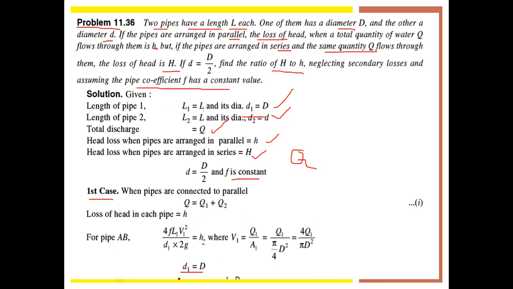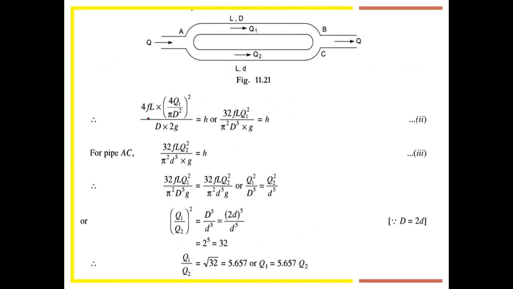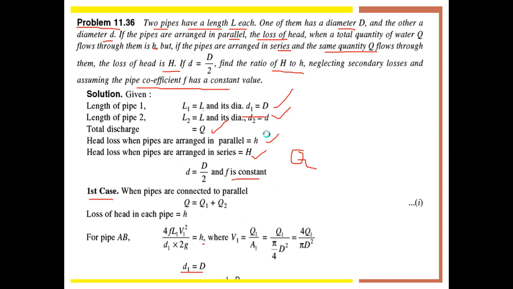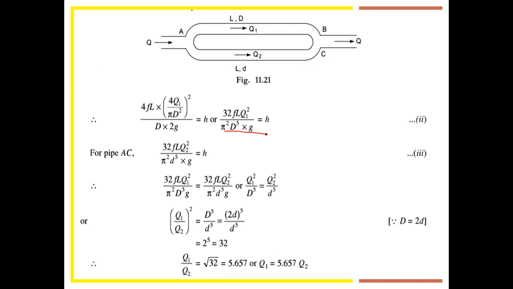So substituting D1 is equal to capital D in this formula, we will get 4 into F into L, 4 Q1 by pi D square, whole squared, divided by D into 2G. That is equal to H, so and so. Keep it as equation 2. Now, what is the next pipe you are having? The next pipe is the AC pipe. The pipe we took earlier was AB. Now the next pipe is AC.